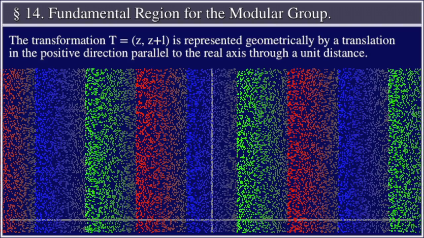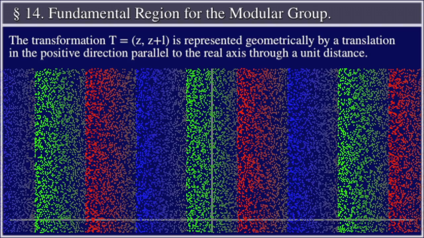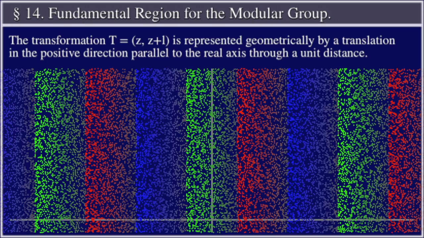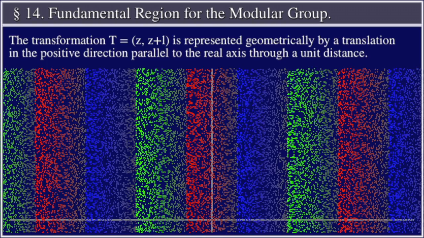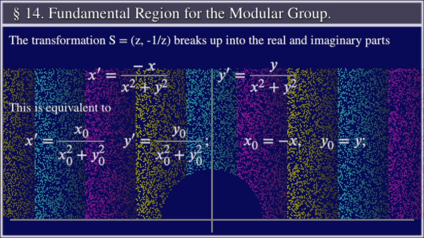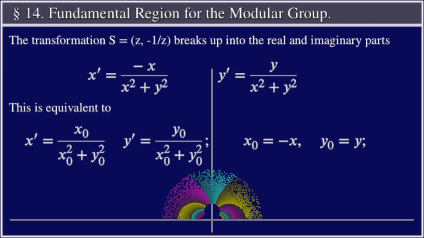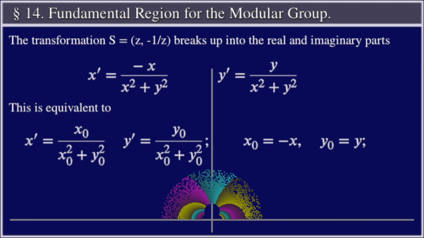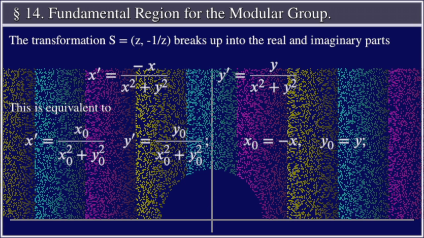The transformation T equal to z, z plus 1 is represented geometrically by a translation in the positive direction parallel to the real axis through a unit distance. The transformation S equal to z, minus 1 divided by z breaks up into the real and imaginary parts x prime equal to minus x divided by x squared plus y squared, and y prime is equal to y divided by the quantity x squared plus y squared.